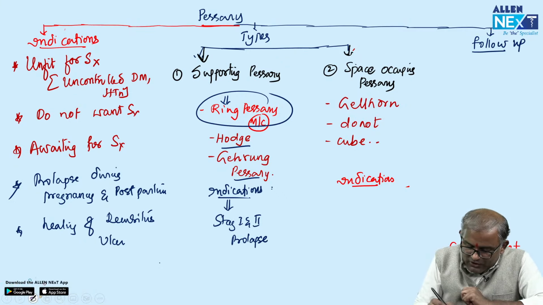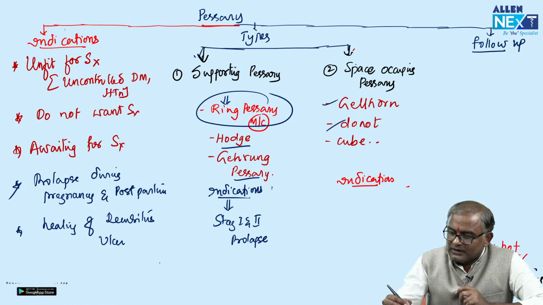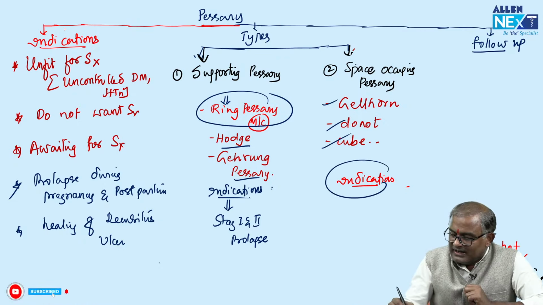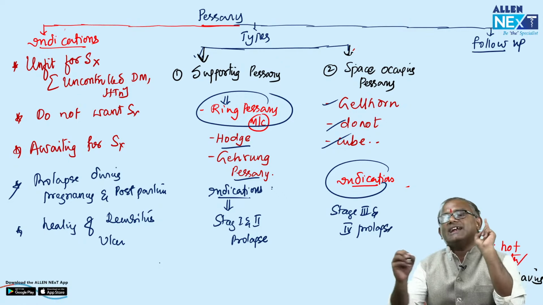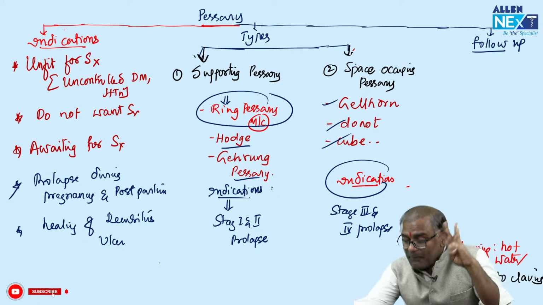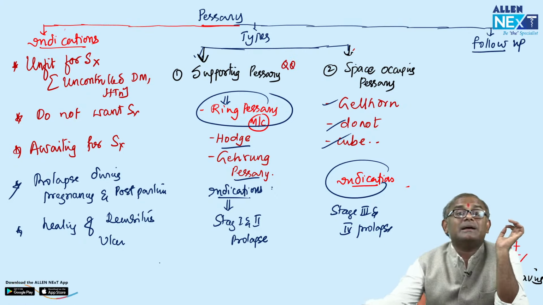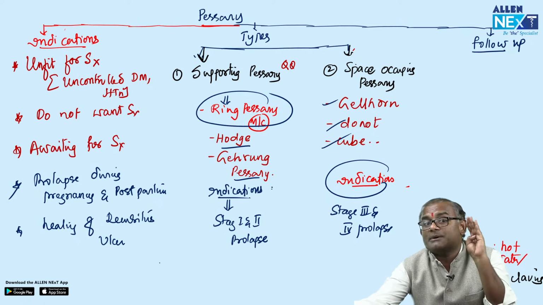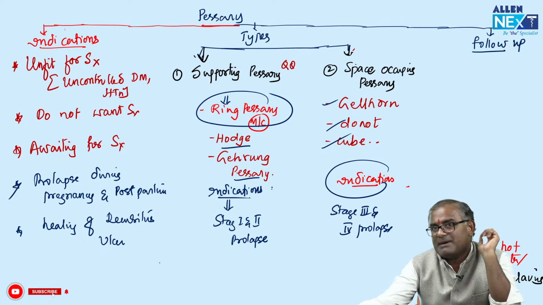Now space occupying pessary. What are the space occupying pessaries? Yes, that is Gellhorn, donut and cube pessary. And the indication is stage 3 and 4 prolapse. You got the point, doctor? We have got 2 varieties. One is supporting pessary, nothing but ring pessary, the most common supporting pessary. And the other is space occupying pessary.